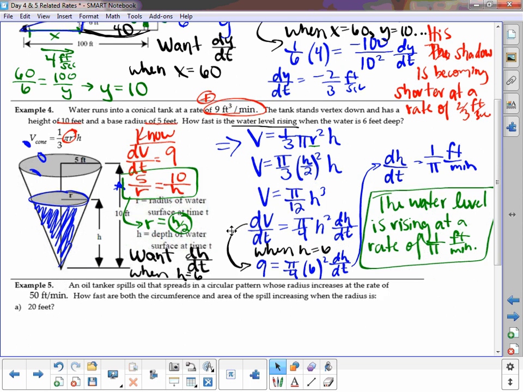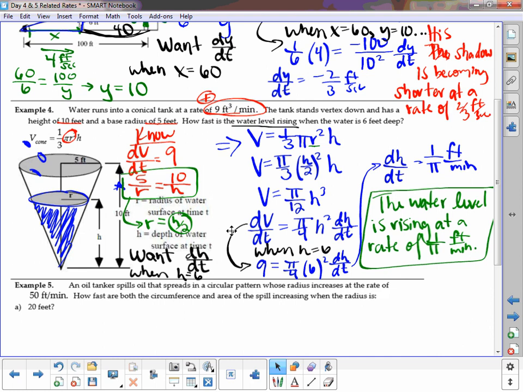Alright. So for example 4, we have water going into this tank, and thus the volume of the water is increasing. Our volume is coming in at 9 feet cubed per minute. Since that is feet cubed, that gives an indication that we're talking about volume. So our dV/dt is 9 feet cubed per minute. The tank itself is 10 feet high and 5 feet in radius, and we're going to use that information to make volume a little easier to work with. They want to know how fast the water level is rising. So how fast is dh/dt when our height is 6?